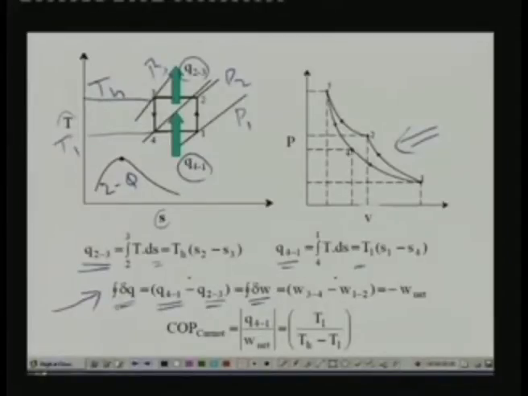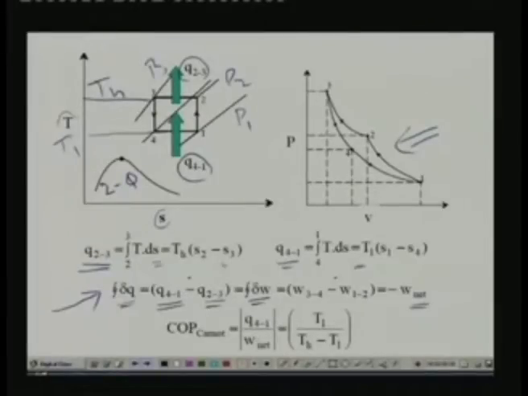So the cyclic integral of δQ is equal to Q4-1 minus Q2-3, and the cyclic integral of δW is nothing but the net work input to the system. The COP of the system is defined as the cooling effect divided by the net work input, that is Q4-1 divided by W net.